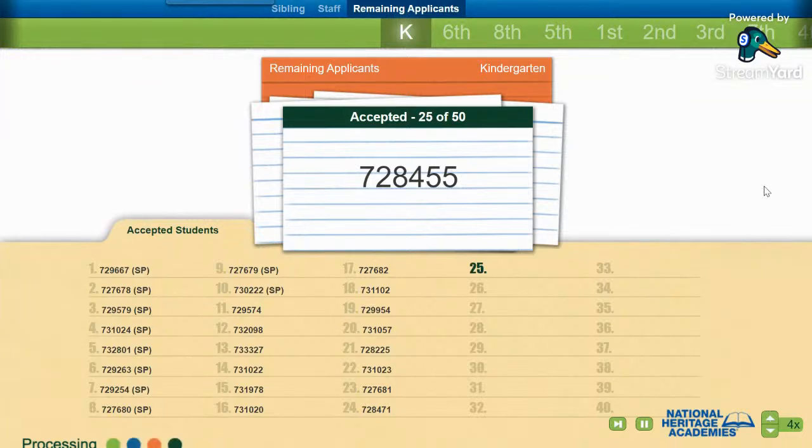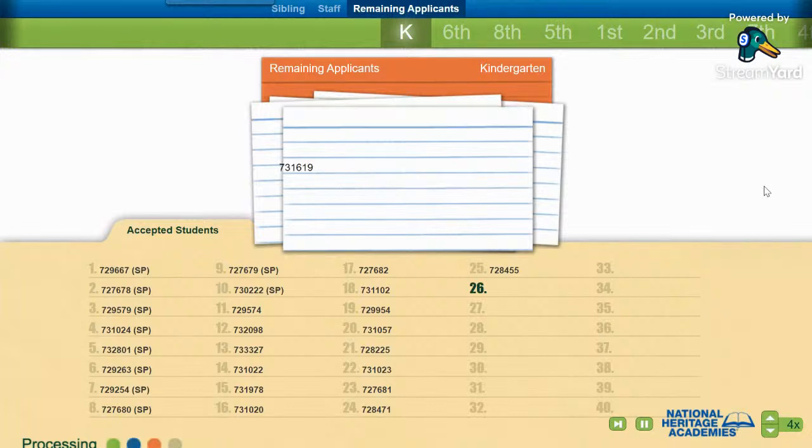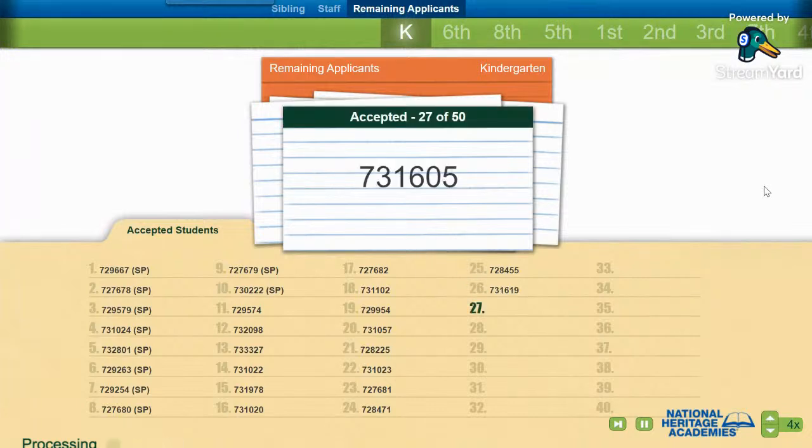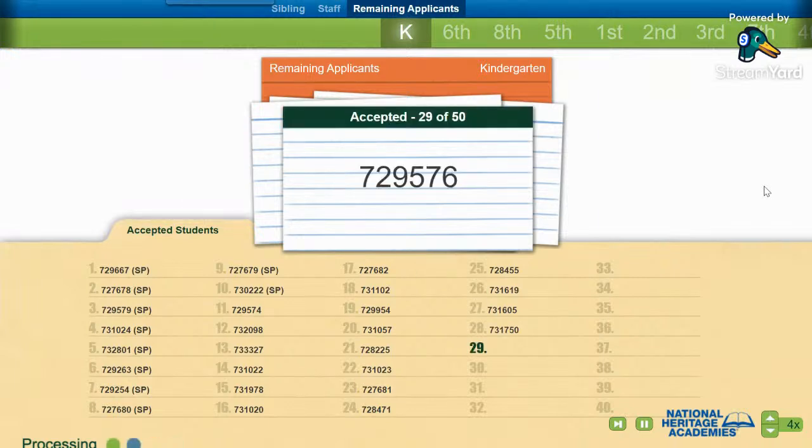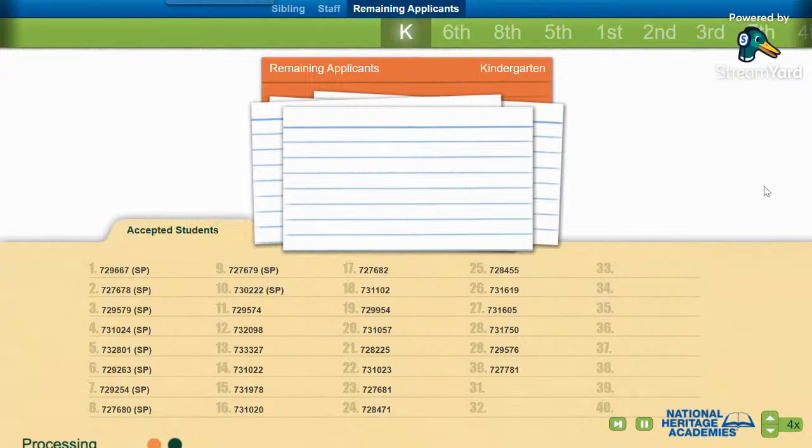728455 accepted in kindergarten. 731619 accepted in kindergarten. 731605 accepted. 731750 accepted in kindergarten. 729576 accepted in kindergarten. 727781 accepted in kindergarten.